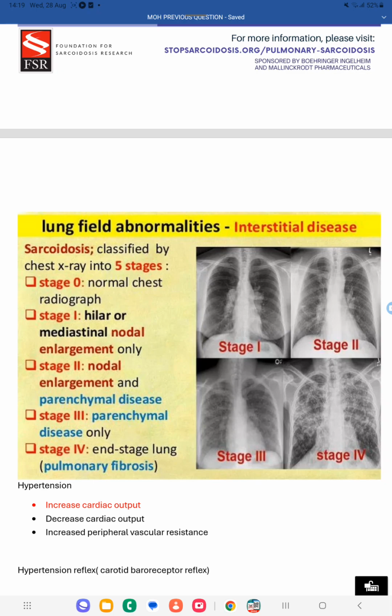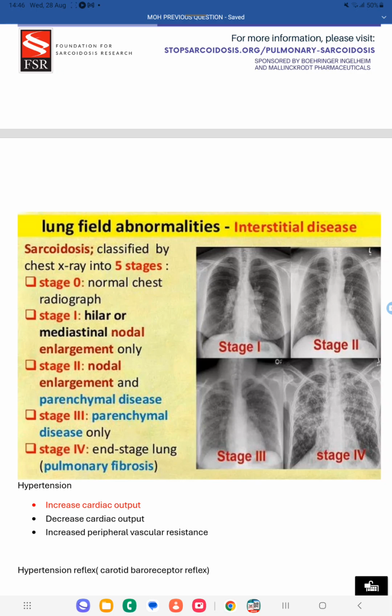Then in stage 2, you can see this hilar enlargement plus parenchymal disease. Parenchymal disease means the disease starts aggravating in the lung parenchyma. In stage 3 you will get only the parenchymal stage, and in stage 4 you will get pulmonary fibrosis. So these are the stages of sarcoidosis.